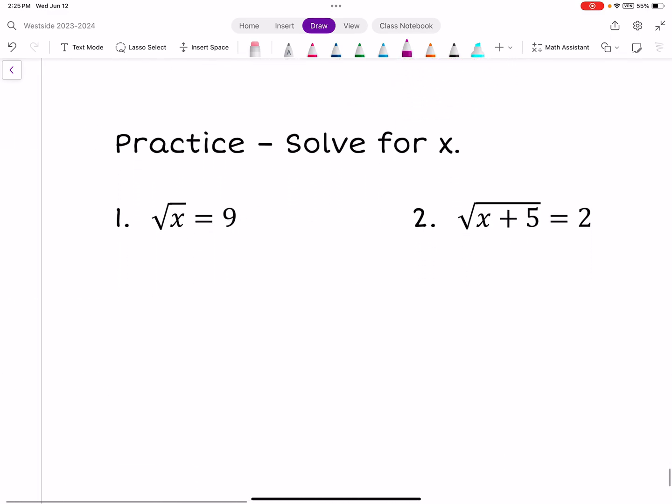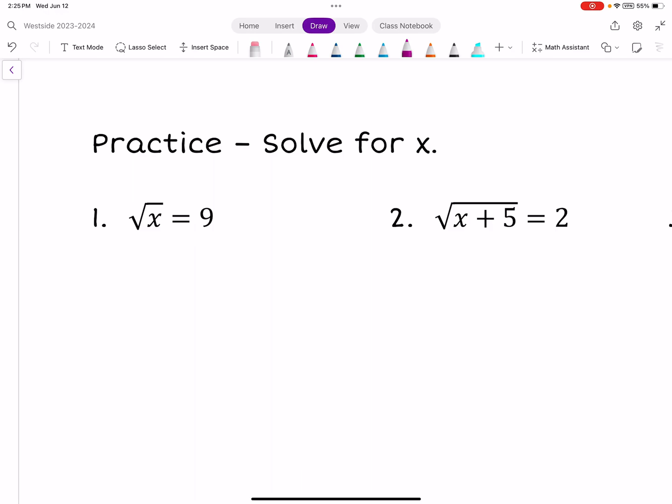So practice problem number 1, we have the square root of x equals 9. So we're going to go ahead and square both sides. So that would cancel, so we would have x equals 81.